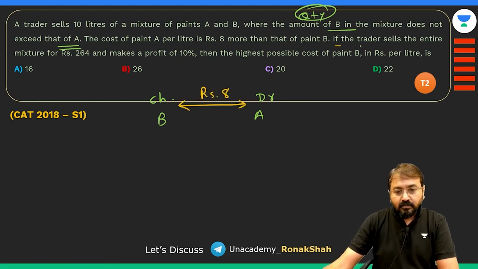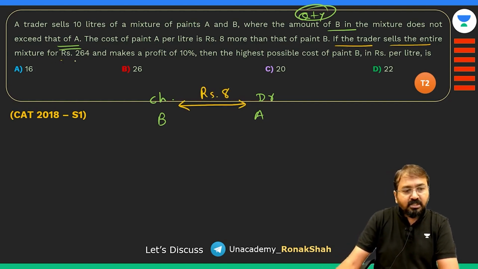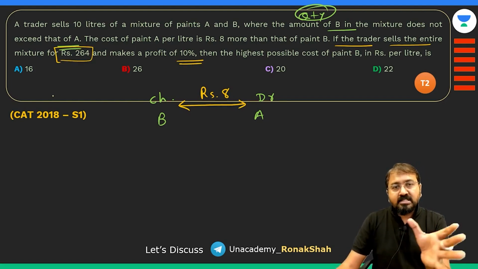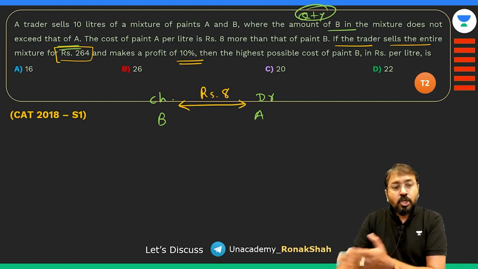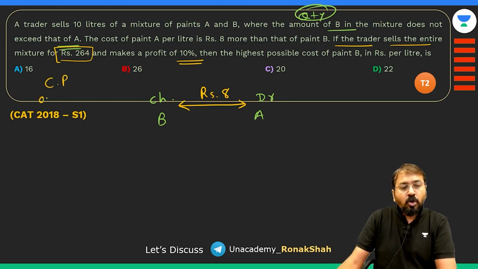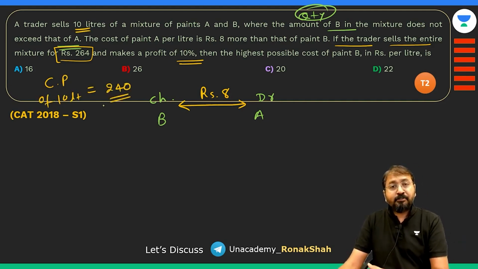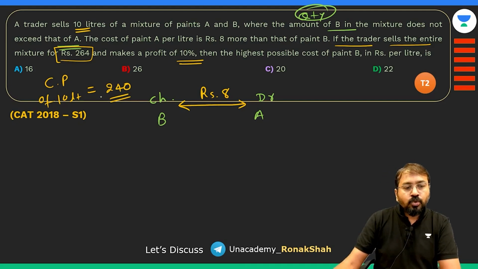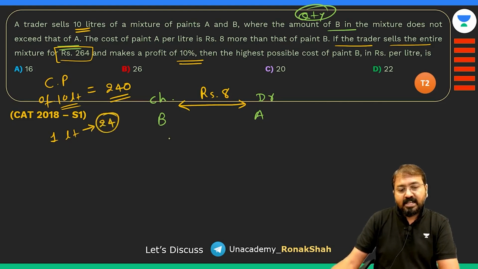If the trader sells the entire mixture at rupees 264 and makes a profit of 10%, the moment you see these numbers, 264 and 10% profit, we should be able to make out the cost price of these 10 liters of paint. Cost price of 10 liters is 240 rupees, because only on 240 rupees, if I add 10% profit, it will become 264. So what will be the cost price of 1 liter? It has to be 24 rupees. So by mixing these two, we are creating a mixture which costs rupees 24.